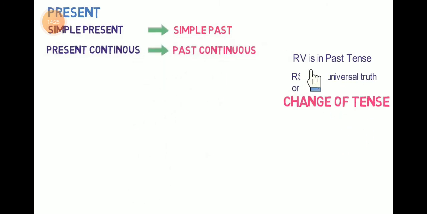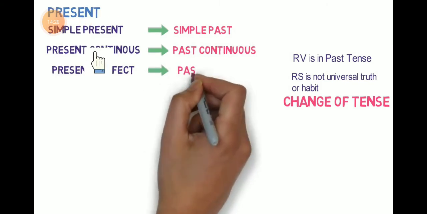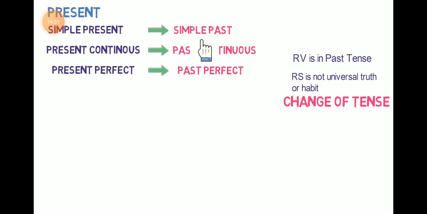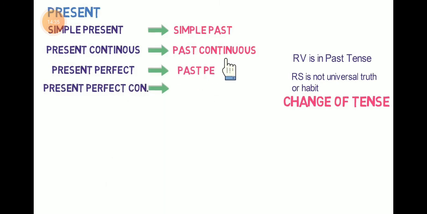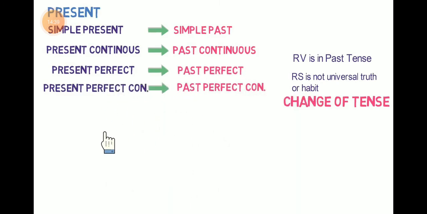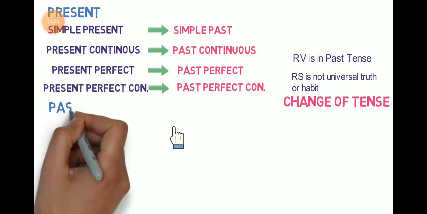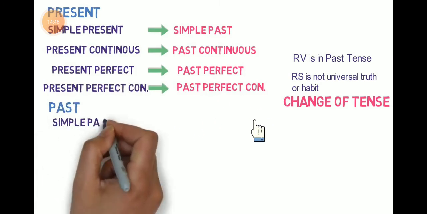Let's discuss if the reporting verb is in past tense or another tense. Let's say present tense. If simple present is there, it should be written into simple past. If present continuous is there, it should be written into past continuous. If present perfect is there, it should be written into past perfect. If present perfect continuous is there, then it should be written into past perfect continuous. So students, memorize it thoroughly.